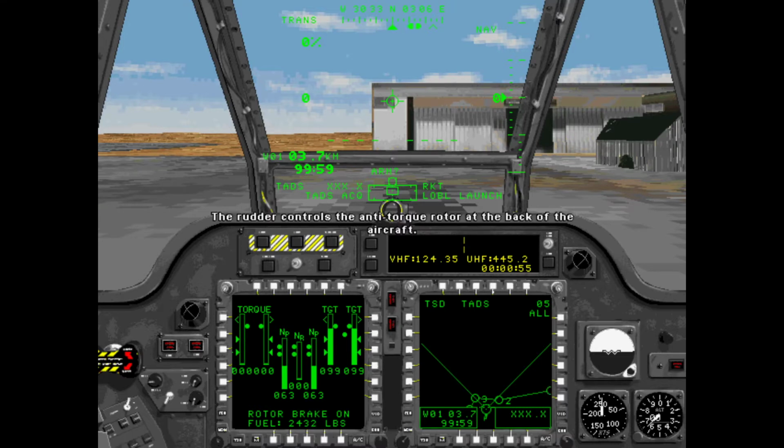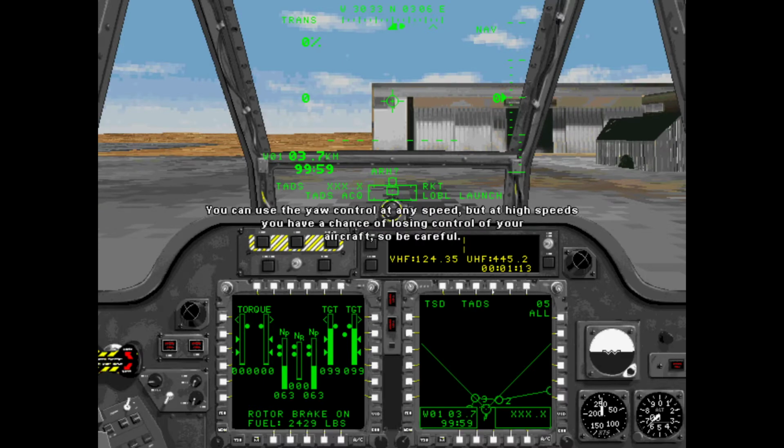The rudder controls the anti-torque rotor at the back of the aircraft. Using these controls, you can rotate the aircraft about the yaw axis. To yaw the aircraft left, use the left bracket key. To yaw right, use the right bracket key.